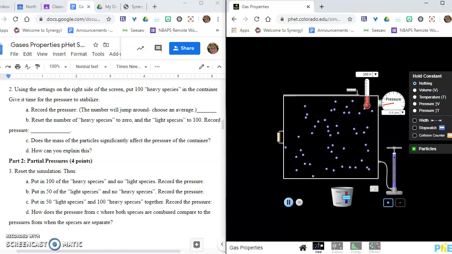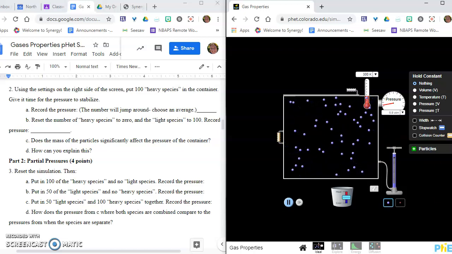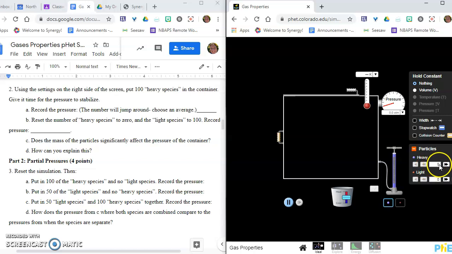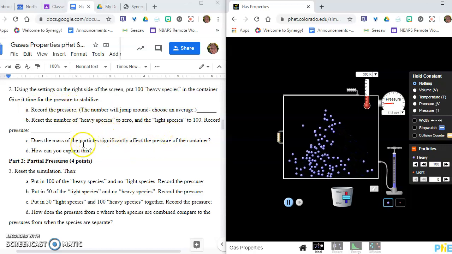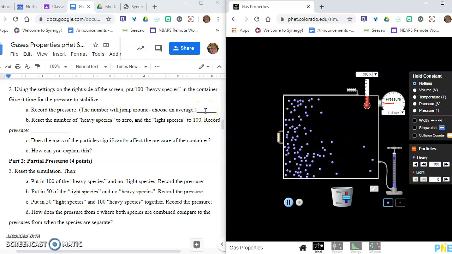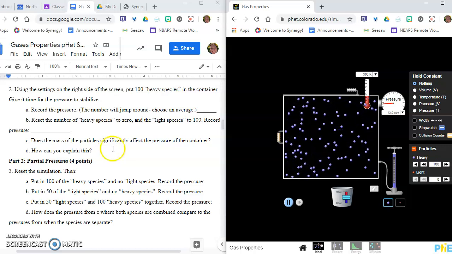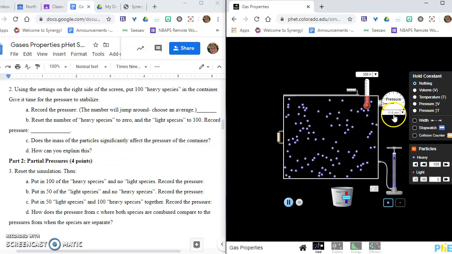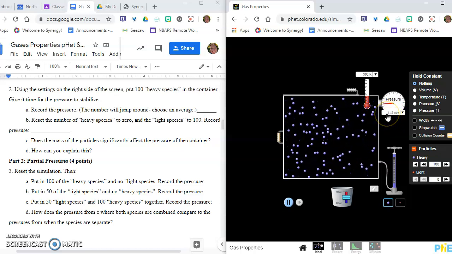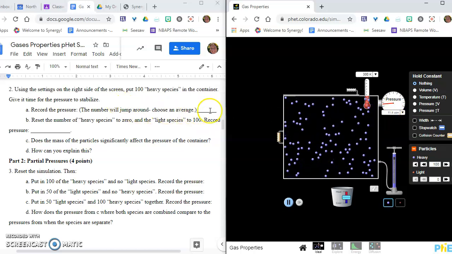Okay, I'm going to reset again. So this is what that looks like. It says here to put in 100 heavy species. Okay, so we did that. We're going to let our pressure stabilize. You're going to put the pressure there. Okay, so it looks like our pressure is about 11.5, I would say, with our heavy. Okay, so put for A, 11.5.